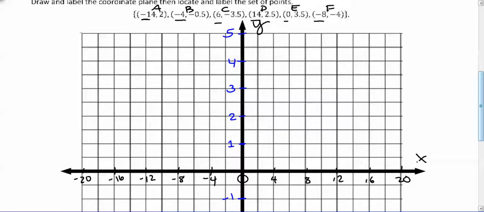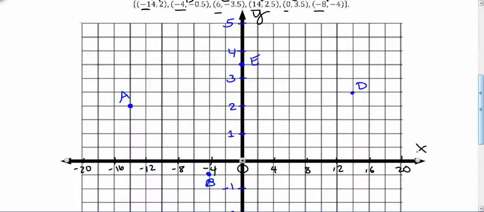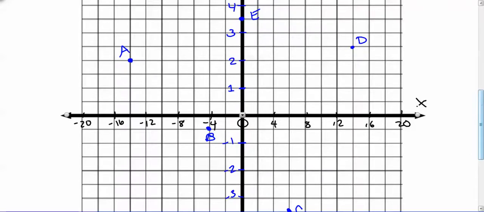All right, so then the next step is to plot the points. So I'm going to pause this while we get that done. Okay, so we have all of the points plotted here. We've discussed that point D is in quadrant 1. Where's point A? Quadrant 2. What points are in quadrant 4? C. Just C. What's in quadrant 3? B and F. Where is point E? On the y. On the y.